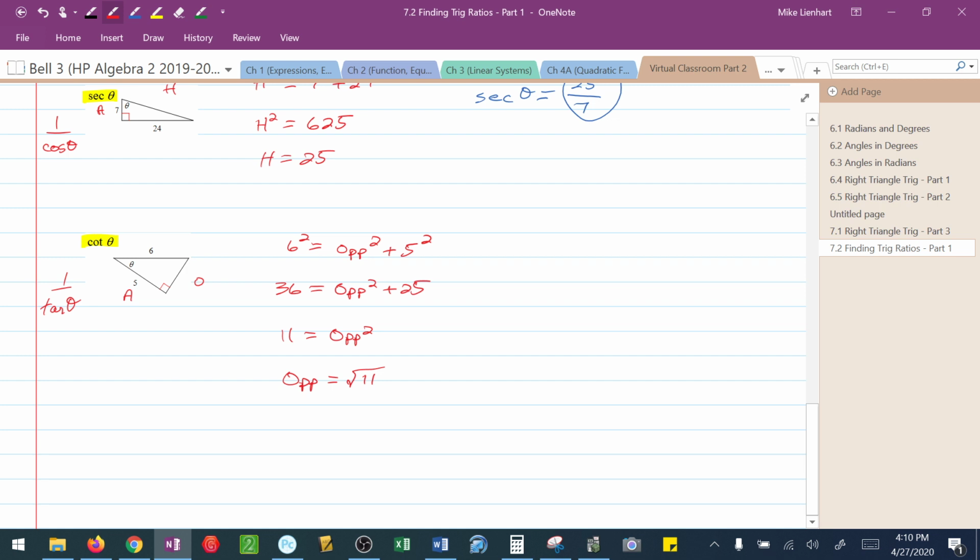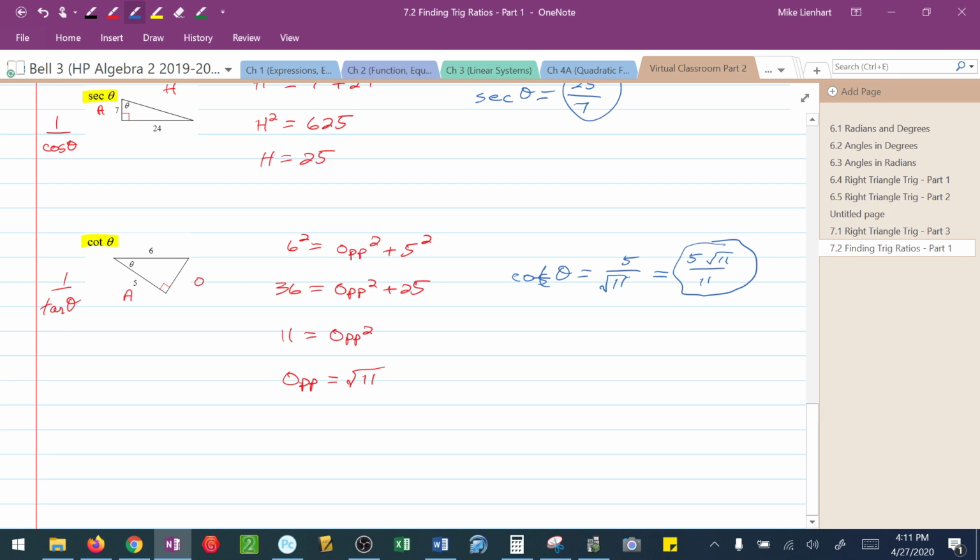So I know that the tangent is opposite over adjacent. Therefore, the cotangent of theta would be adjacent over opposite. But remember, you cannot have a radical denominator, so I need to rationalize this. If I rationalize it, remember you're going to multiply top and bottom by the square root of 11. I would get 5 radical 11 over 11. This is the simplest form of the cotangent.